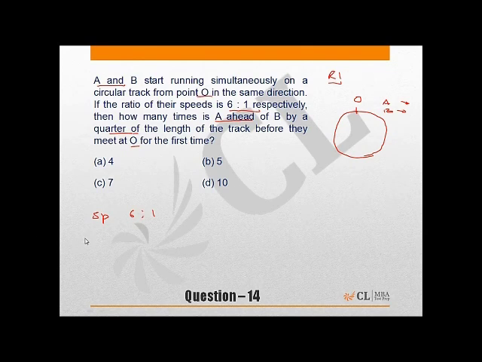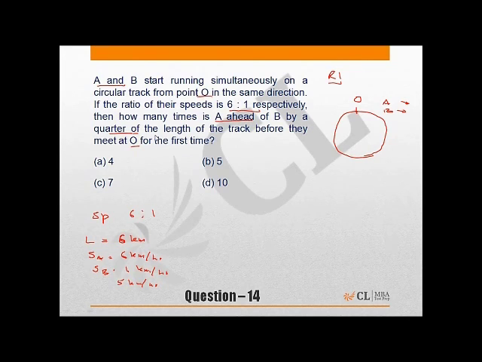So let us assume the length of the track, or circumference of the track, to be 6 kilometers. Speed of A equal to 6 kilometers per hour and speed of B equal to 1 kilometer per hour. This satisfies the conditions, which also means the relative velocity of A is 5 kilometers per hour, or A gains 5 kilometers in every hour over B.